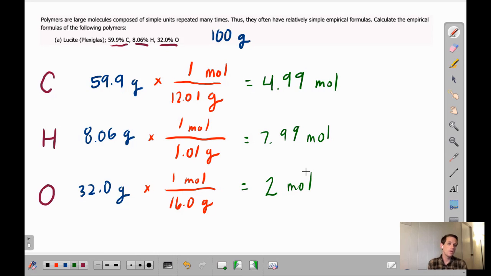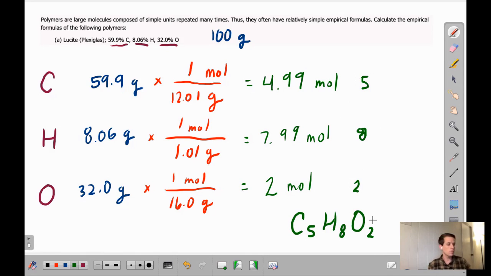Now, typically, we would divide all of them by the lowest number of moles that we have, especially if we don't have whole numbers. However, in this case, our numbers are pretty dang close to being whole. So we're going to go ahead and say that this is about 5, about 8, and about 2. And let's put that into our formula. So that would be C5H8O2.